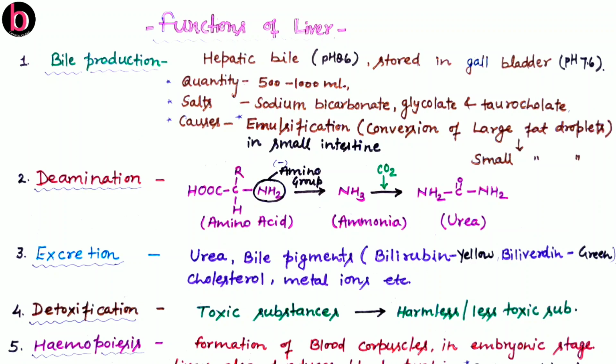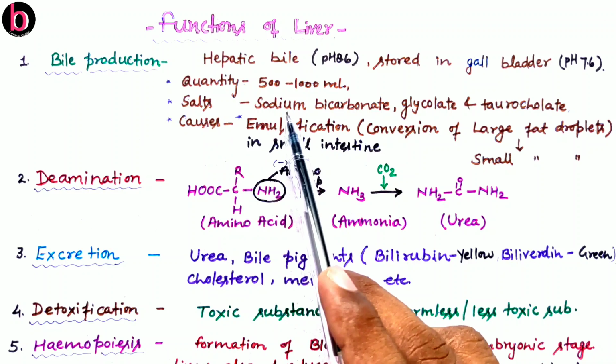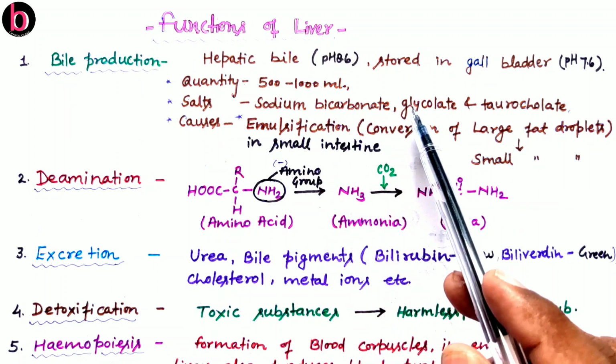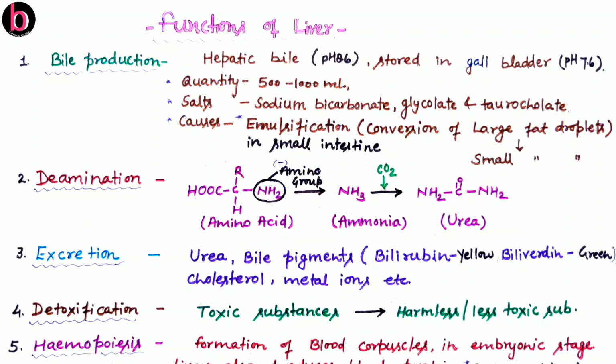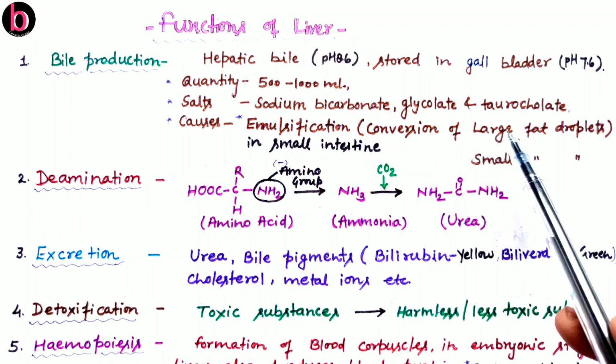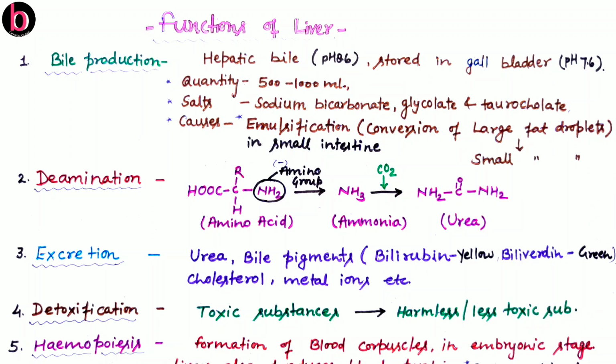There are a number of salts and a number of pigments present inside the bile. First, about salts: these are sodium bicarbonate, sodium glycolate, and sodium taurocholate. These salts are responsible for emulsification of lipid. What is emulsification of lipid? It is the conversion of large fat droplets or lipid droplets into smaller ones. We can say this is the physical breakdown of lipid, and the site of this action is the small intestine.